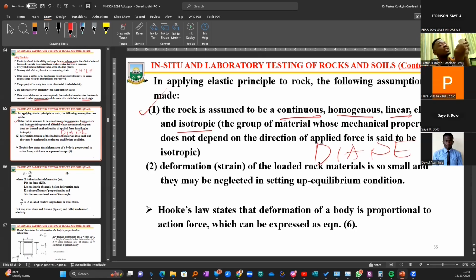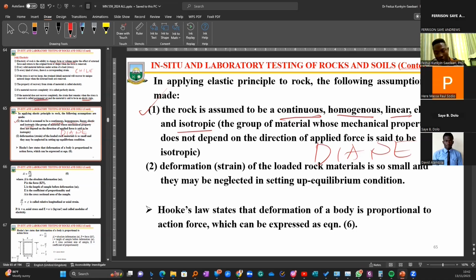And so we place those gauges there so that as the load is being applied, the machine will also automatically be measuring the deformation, which is the strain. And then the moment it fails, the force is stopped. It's no longer applied. And this guy will also stop recording the strain. So we get the two values simultaneously. So then let's see. Deformation or strain of a loaded rock material is small and may be neglected in certain equilibrium conditions. So we are saying that sometimes these deformations that occur may be too small, such that you don't even need it.